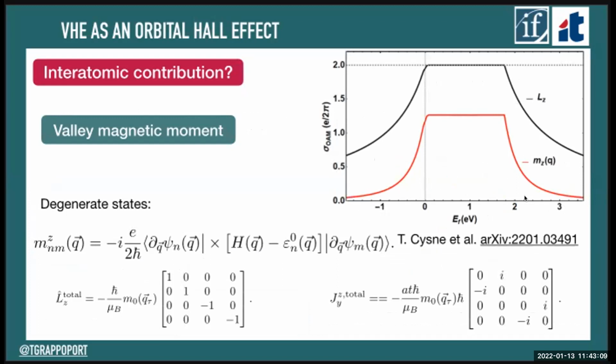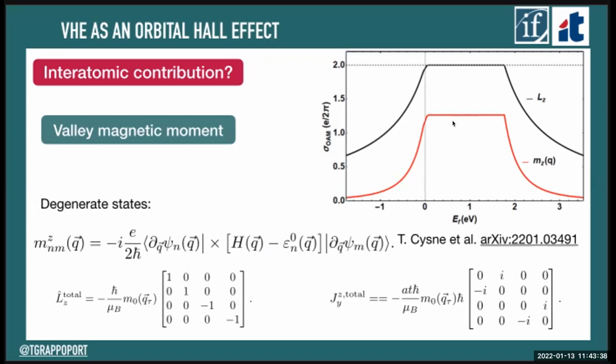We just sent a paper to arXiv using this approach. And we can see that qualitatively, the result is more or less the same. So we still see a plateau, but in terms of the quantity, there is a reduction in the plateau of the orbital Hall effect when we consider the two contributions.